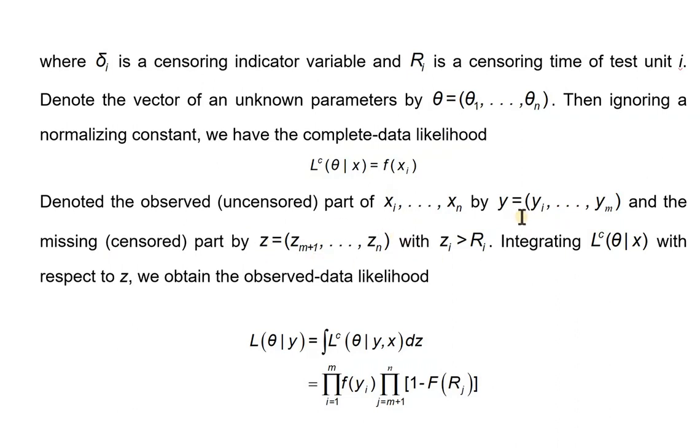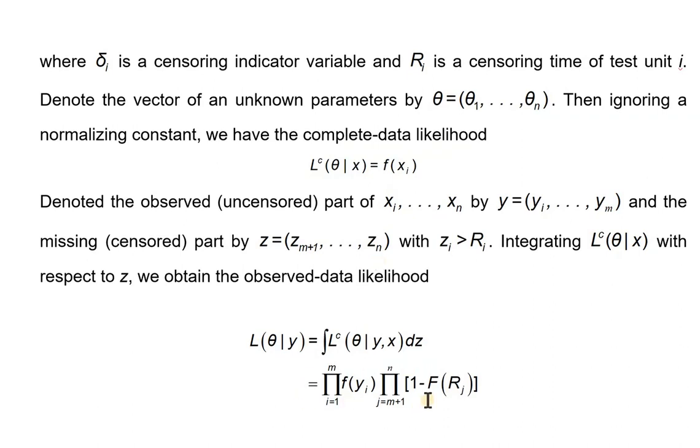So for the uncensored, i goes from 1 until m, and then continues from m plus 1 until the last observed data, zn. This last one is where we don't know the exact time of failure. Okay, so follow the step by step of the MLE.